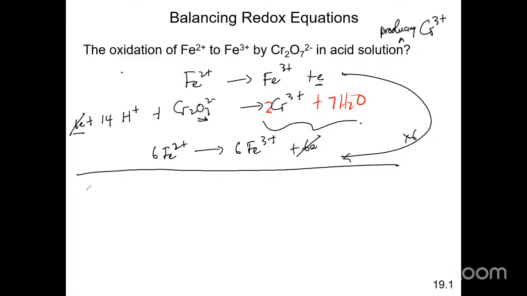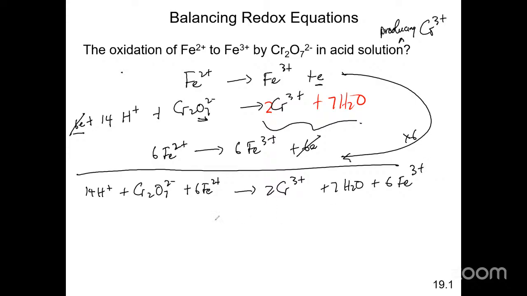And then we write down what is left, which is 14H+ plus Cr2O7 2- plus 6 Fe2+ to give on the right side 2 Cr3+ plus 7 H2O plus 6 Fe3+. And that should be the final answer. However, I always tell my students, check to make sure everything balances out in the final answer, right? Check all the hydrogens, check all the oxygens, check all the atoms, and also the charges, right? Because remember, the total charges on the left must be equal to the total charges on the right.